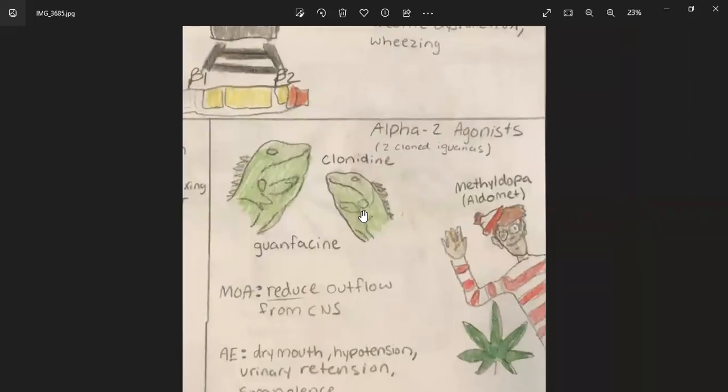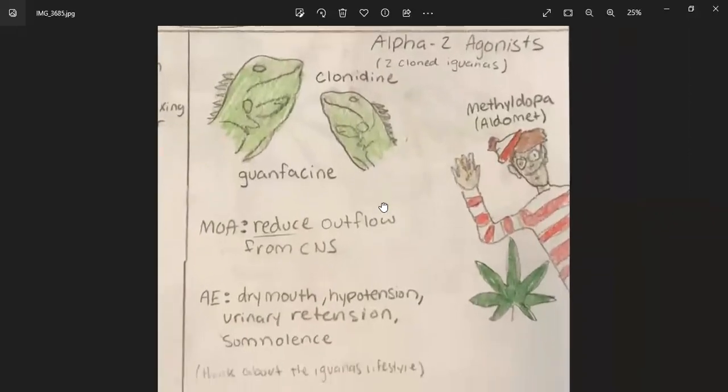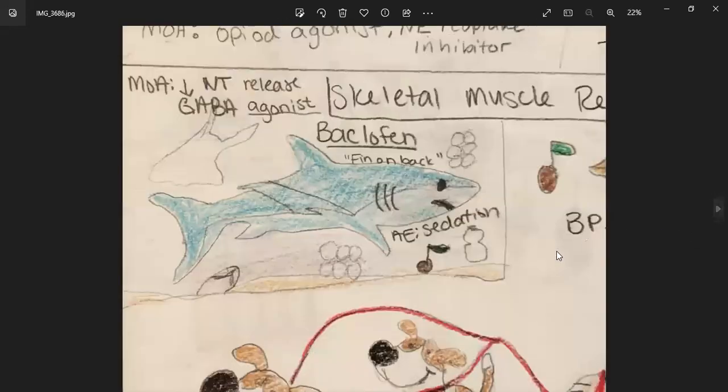So clonidine was one that we learned in our cardiac unit, and I showed it here by 2 cloned iguanas. So clone for clonidine, and there's 2 of them because it's an alpha-2 agonist, and it reduces CNS outflow. You don't need to know the MOA because it's not in our PowerPoint. Baclofen is a shark with a fin on its back. Baclofen. It's going to be a GABA agonist. So there's garbage in the water. Adverse effects are sedation.